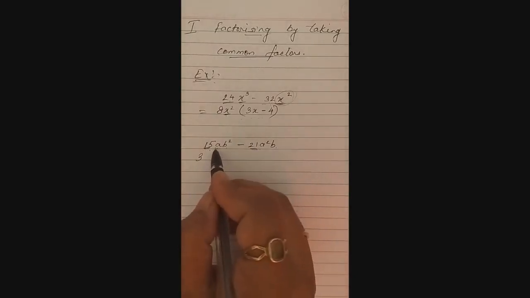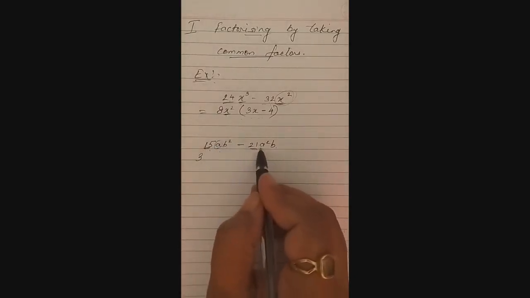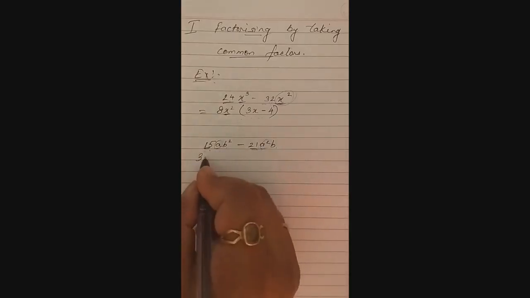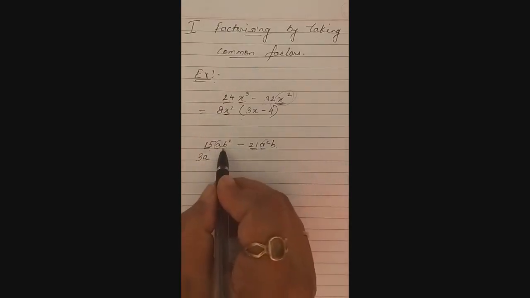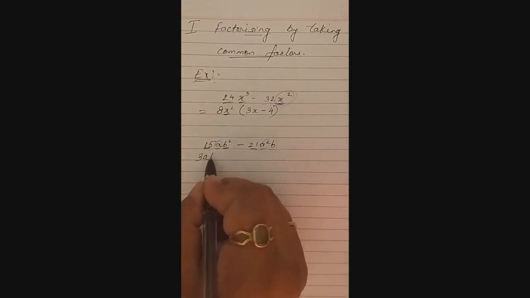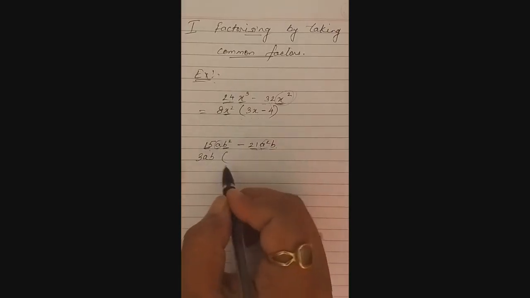Now see the second one. It is a and it is a square. So which one is least? A is least. So I will take a here. Then here it is b square and here it is b. So what is common? B. Okay. Now we'll see what is left in the bracket.